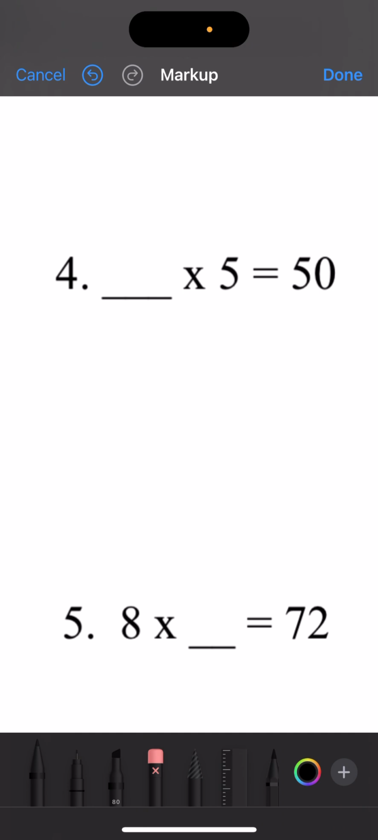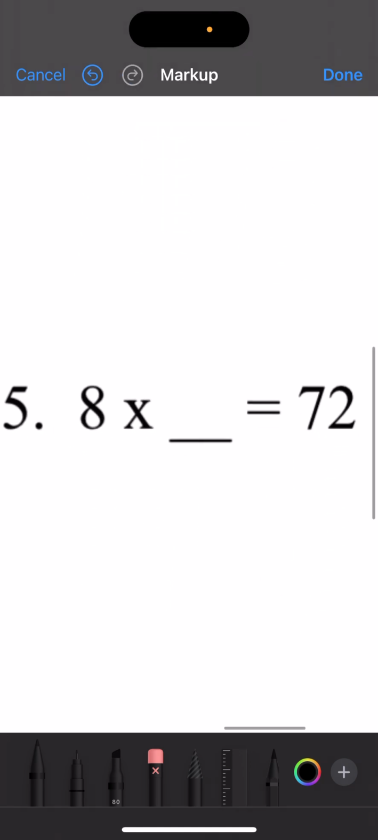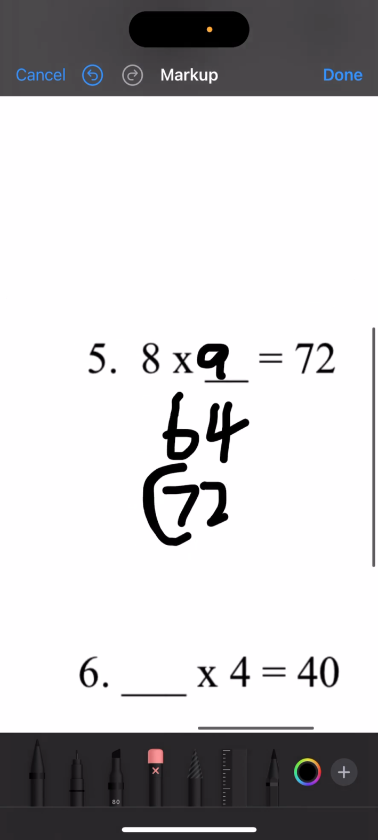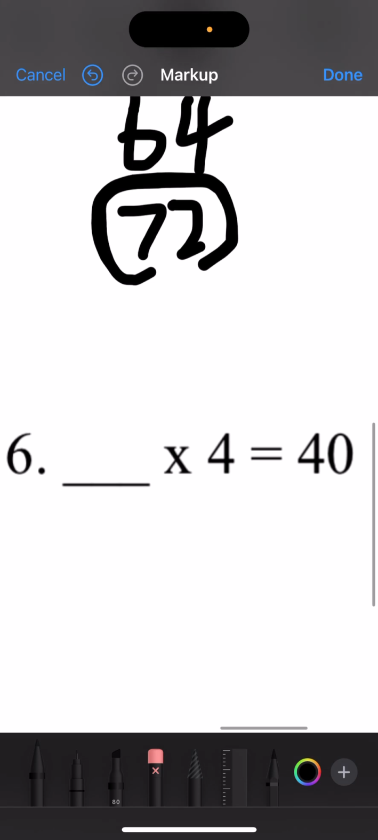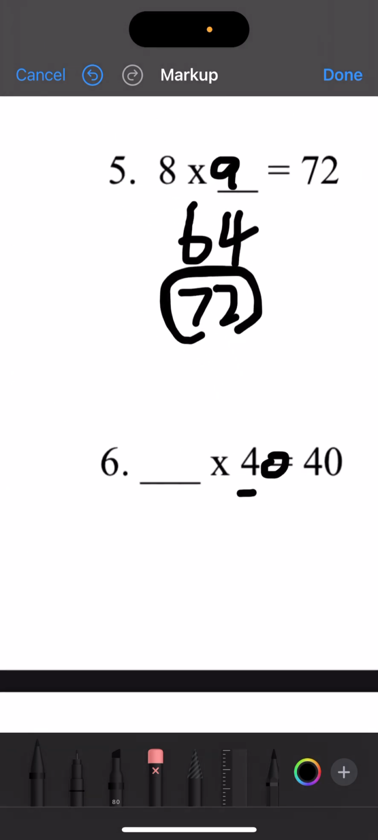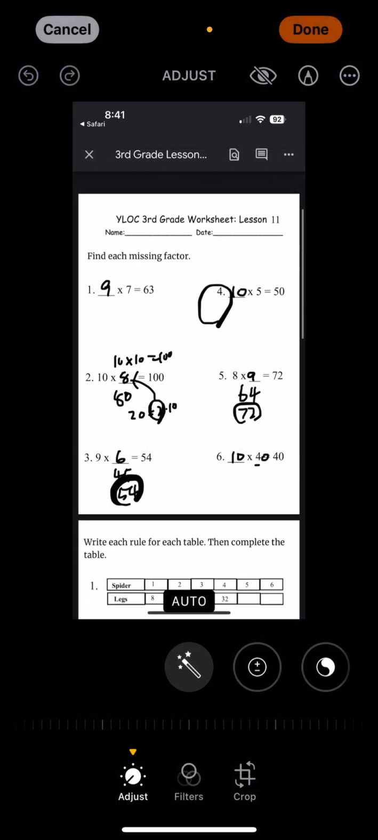And we know that to go from 5 to 50, you just need to add another 0. And adding that would just mean multiplying by 10. Number 5, okay, we could do 8 times 8. And that gets us 64, and we're still short. Let's just go up one more. 8 times 9 will give us 72, and that checks out. Number 6, the same thing as number 4 right there. We just add another 0, which we know is just times 10.